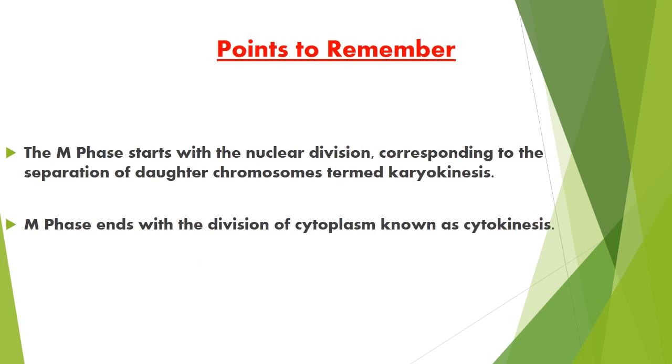Points to remember. The M phase starts with the nuclear division corresponding to the separation of daughter chromosomes, termed karyokinesis. The M phase ends with the division of cytoplasm, known as cytokinesis.